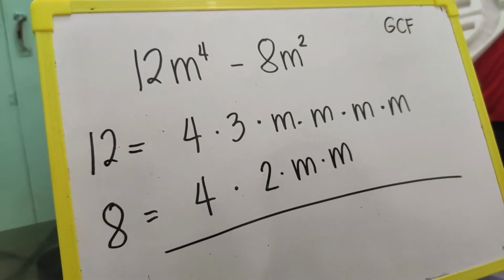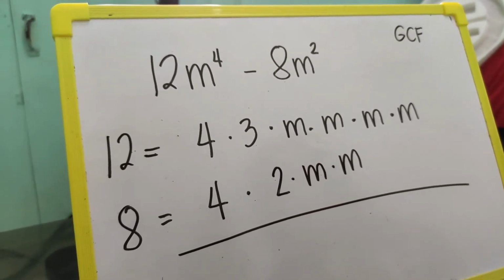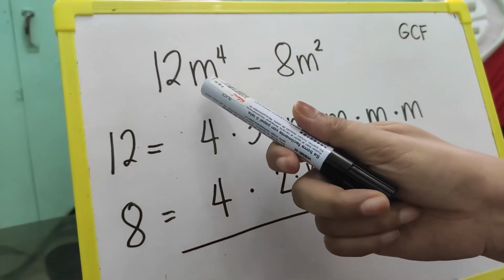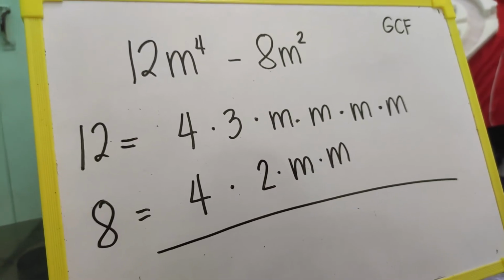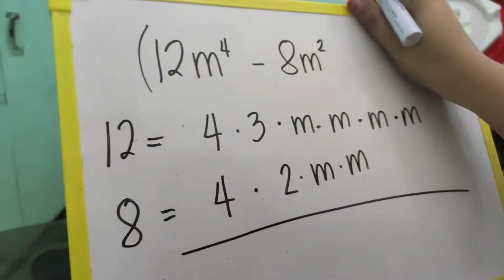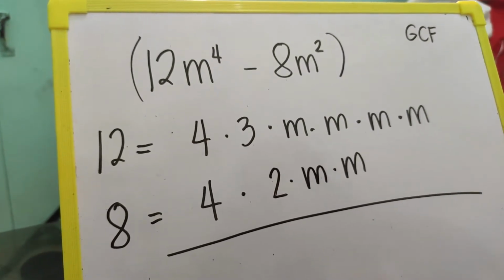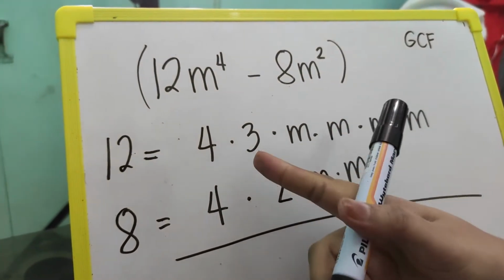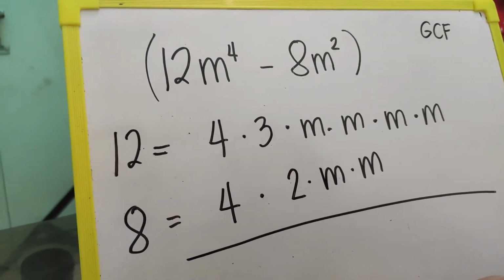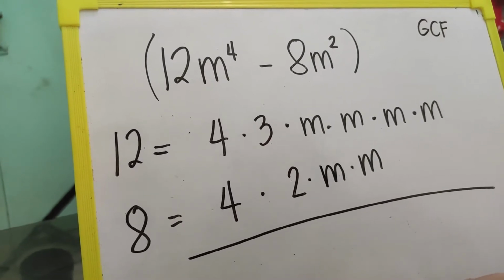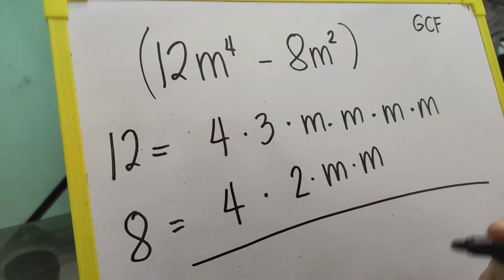This time, we will try to find the factors of polynomials having a common factor. So we have here a given 12m to the 4th minus 8m squared. As you can see, we can factor it out by finding the GCF, or the greatest common factor. So I have written here the factors of 12m to the 4th power and the factors of 8m squared. Based on what is written on the board, all we have to do is get the common factor.